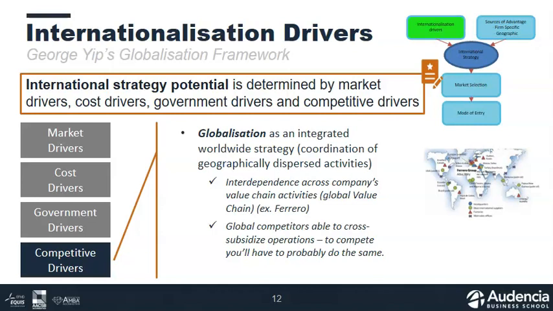Now, this is something that we've seen being done, for example, with Ferrero. Ferrero is a chocolate manufacturer, and we see this interdependence across the company's own value chain. If you look at where the chocolate beans are coming from, pardon me, where they're doing the production, etc., you'll find that Ferrero's production is basically spread out over the globe, and it's using these different locations to produce a global product.